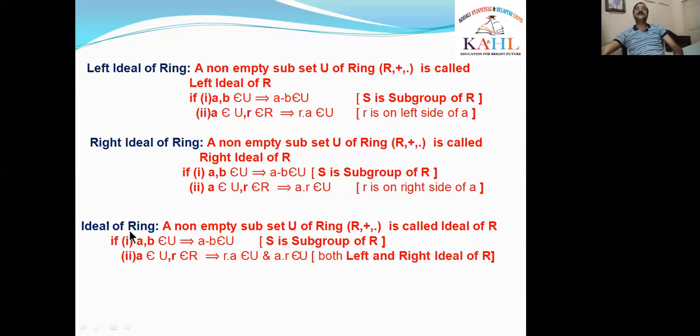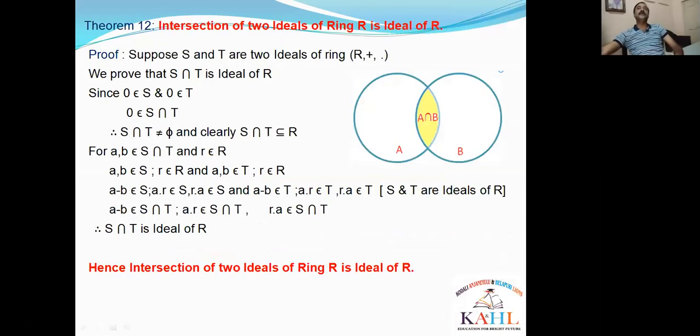The ideal definition, again I am repeating it: a non-empty subset U of a ring (R, +, ·) is called an ideal of R if, first, A, B belongs to U implies A minus B belongs to U; second, A belongs to U, r belongs to R implies r·A belongs to U and A·r belongs to U. If U satisfies these two conditions, then U is said to be an ideal of the ring R. Using this definition, we prove theorem number 12.